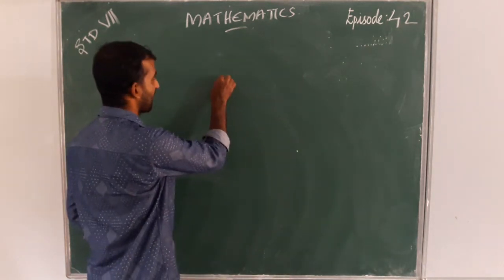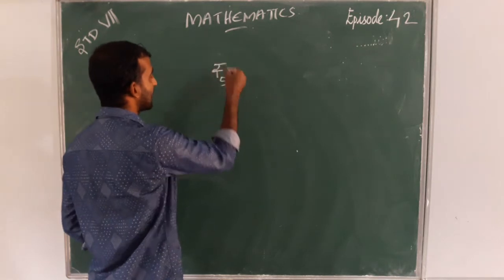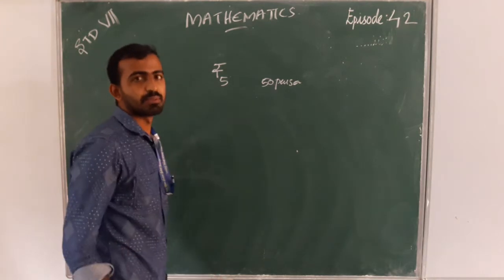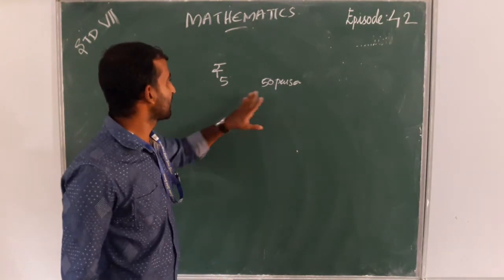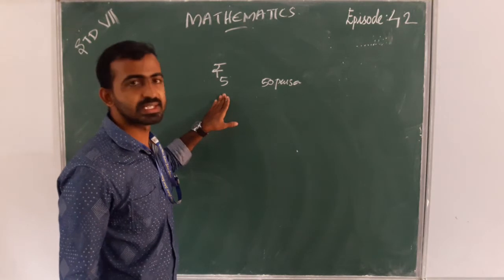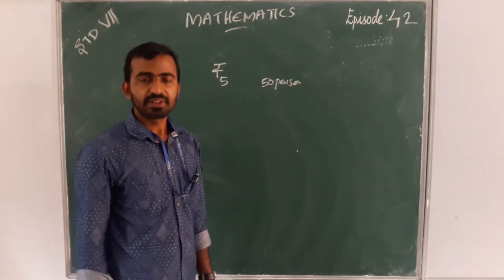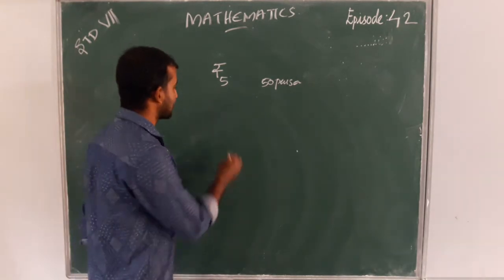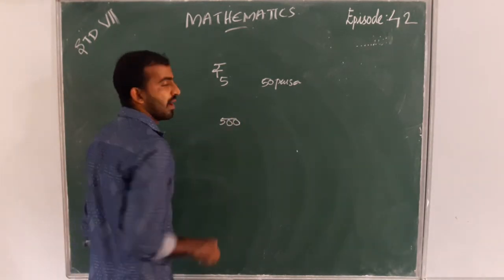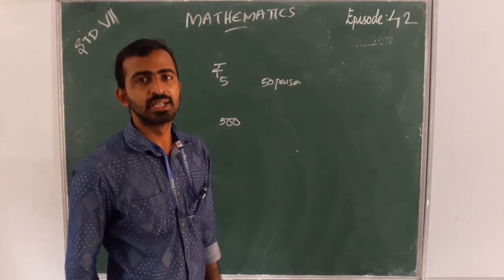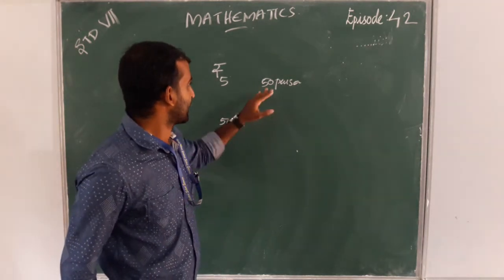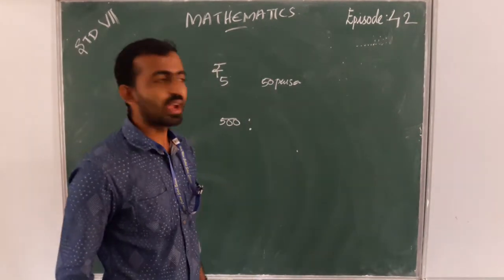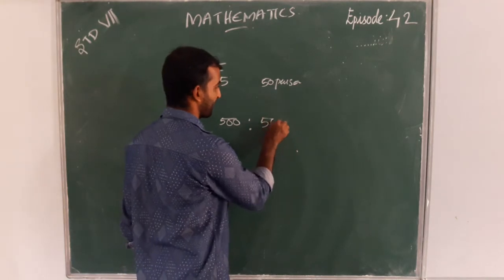Here 5 is in rupees and the other is 50 paisa. So we convert 5 rupees into paisa, and we get 500 paisa. Then we can write 500 is to 50.